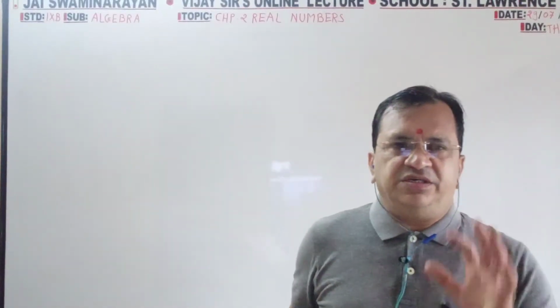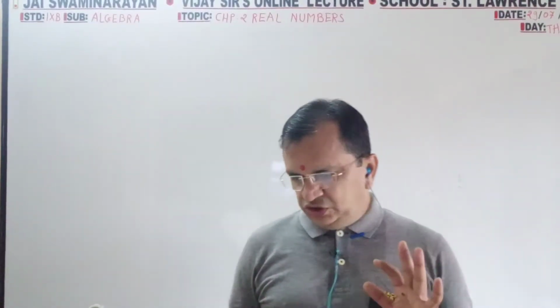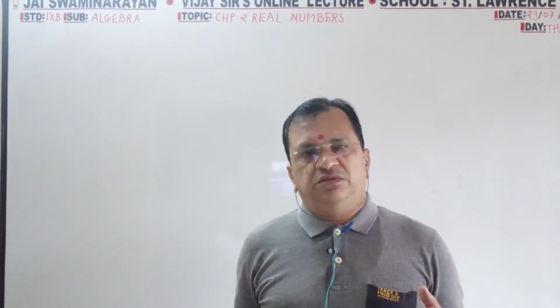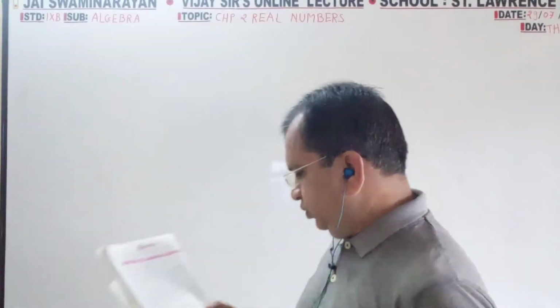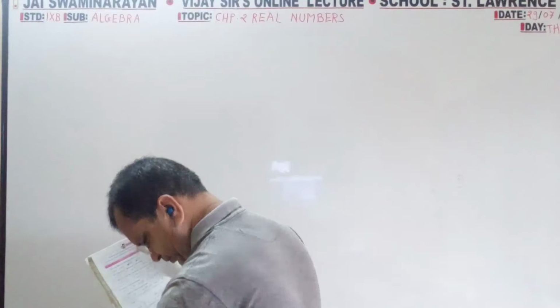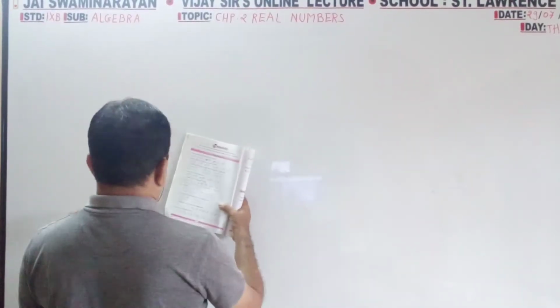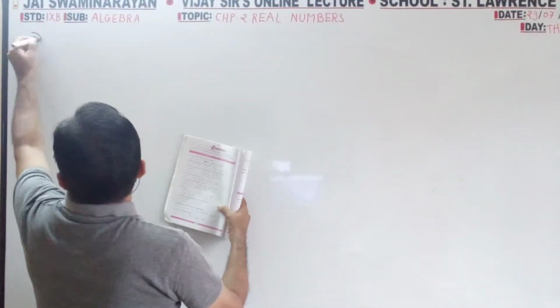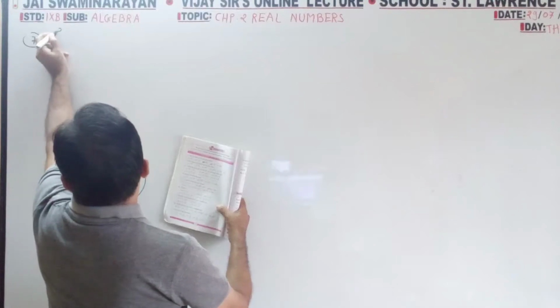Page number 30, sum number 7. Plus and minus we have done. Now multiplication and division. So, 7 of 2.3.